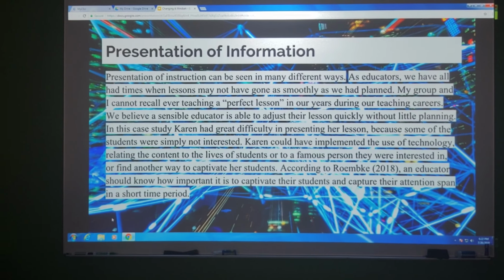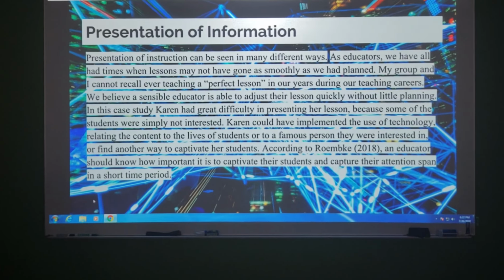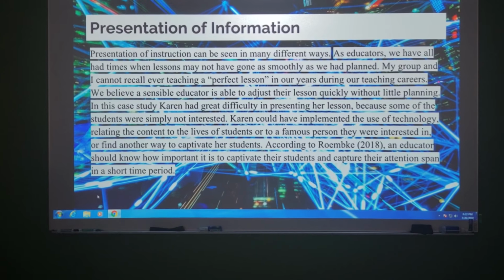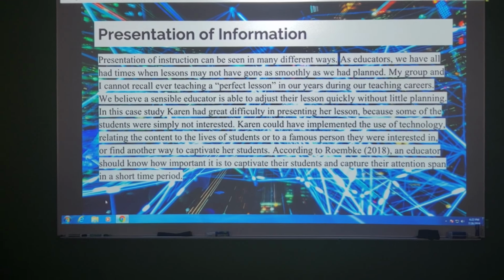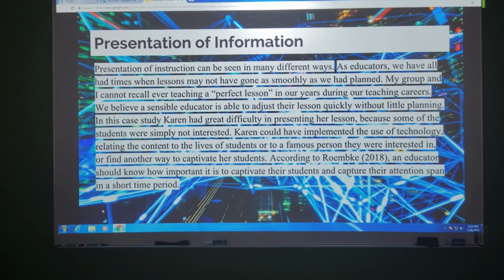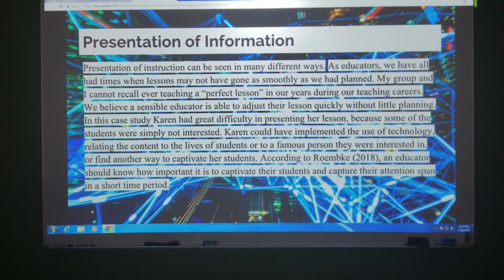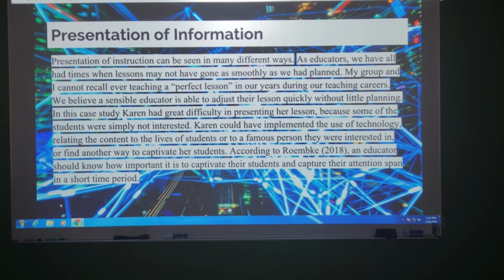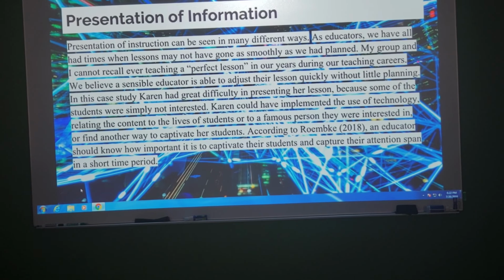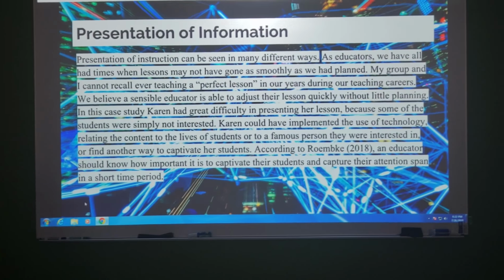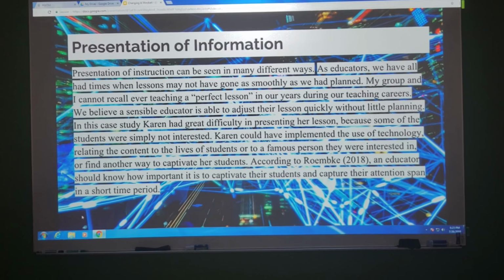In this case study, Karen had great difficulty in presenting her lesson because some of the students were simply not interested. Karen could have implemented the use of technology, relating the content to the lives of the students or to a famous person they were interested in, or she could have found another way to captivate her students, but she did not. According to Romberg, an educator should know how important it is to captivate their students and capture their attention in a short time period.